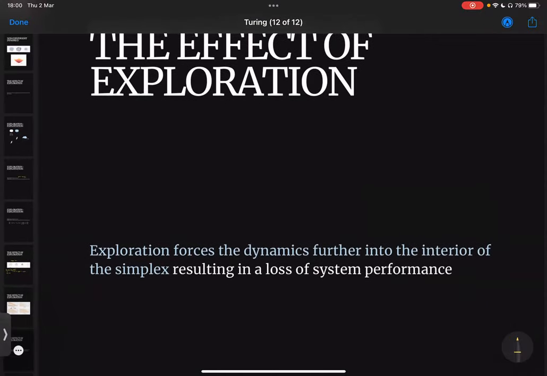So that in essence became our hypothesis for what the effect of exploration is. Exploration pushes the dynamics into the interior of the simplex. And as a result, there is a loss of system performance as measured by social welfare. Okay, so it could be the case that one agent is doing very, very well by moving towards equilibrium, but the system as a whole is suffering.